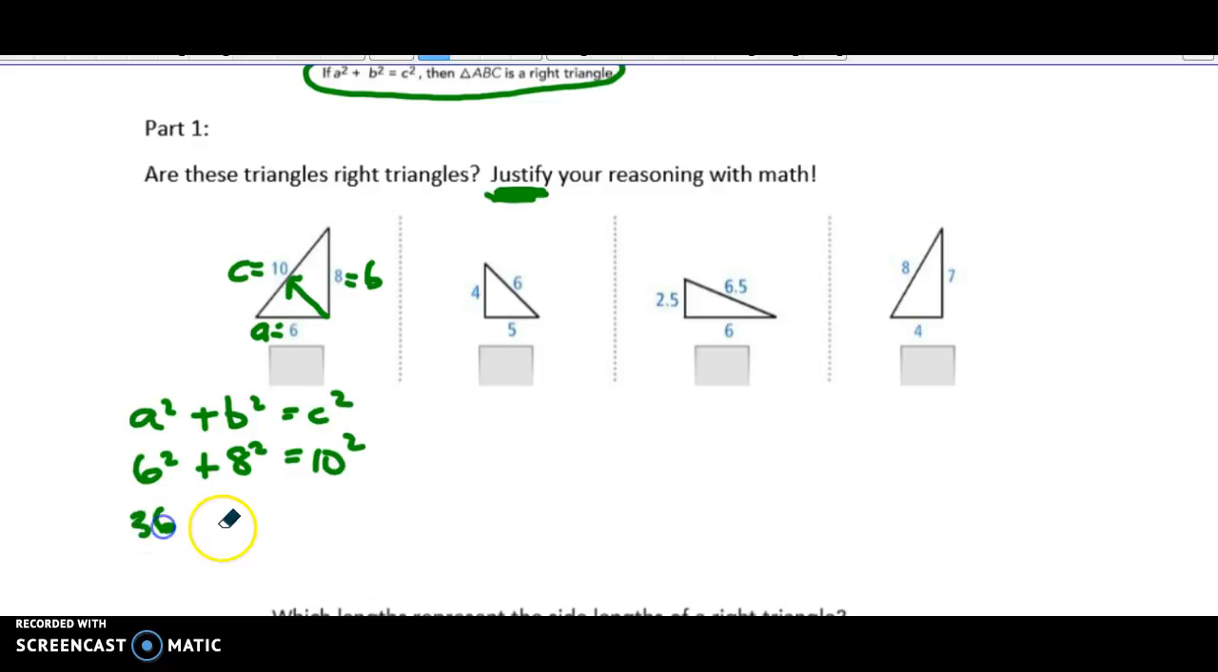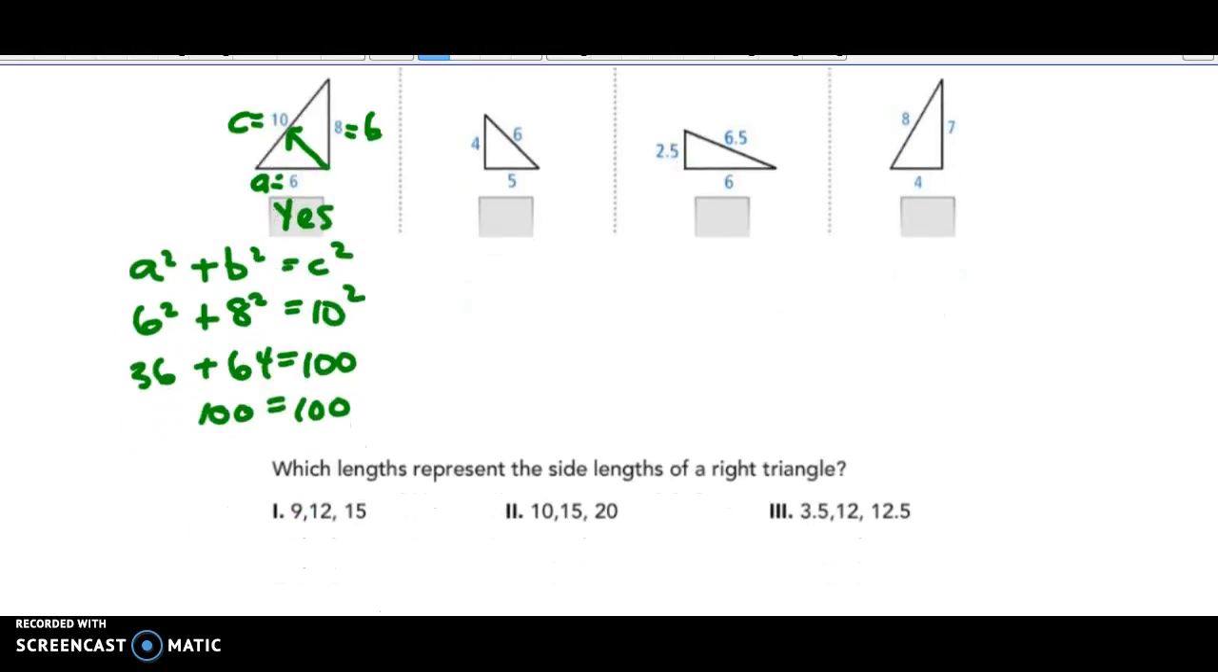So 6 squared is 36, 8 squared is 64, 10 squared is 100. 36 plus 64 is 100. 100 equals 100 is a true statement. So we would say, yes, triangle ABC is a right triangle because A squared plus B squared equals C squared.